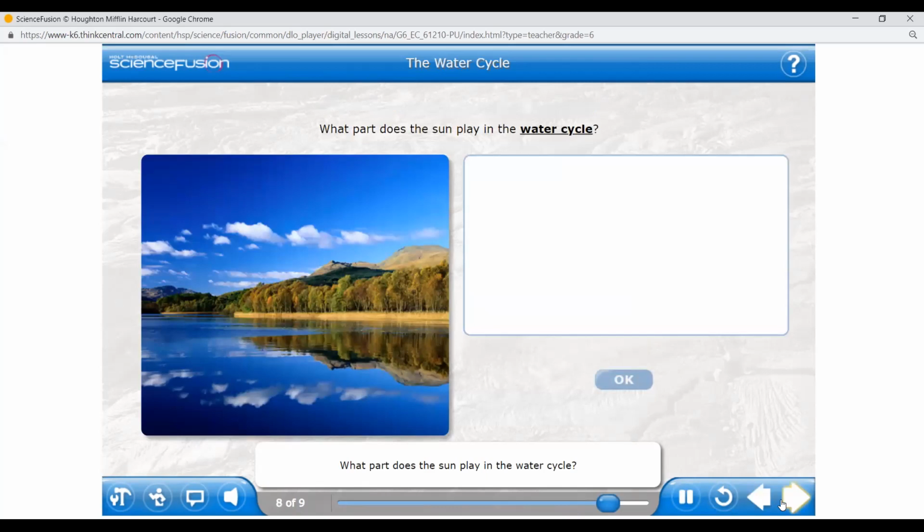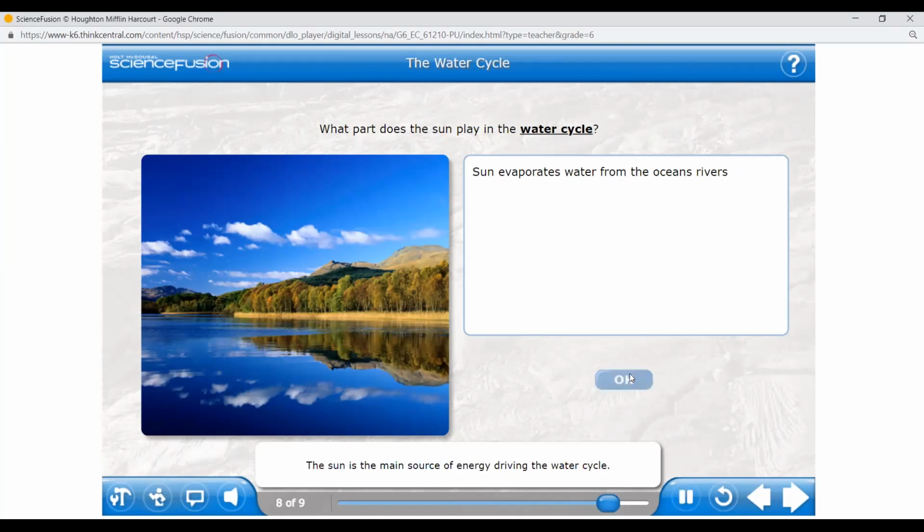What part does the sun play in the water cycle? What do you say, girls? Type your answer in the space provided. Click OK when you are finished. What is the role of the sun in the water cycle? The sun evaporates water from the oceans, rivers, lakes. If there is no heating up of the ground, how can evaporation occur?